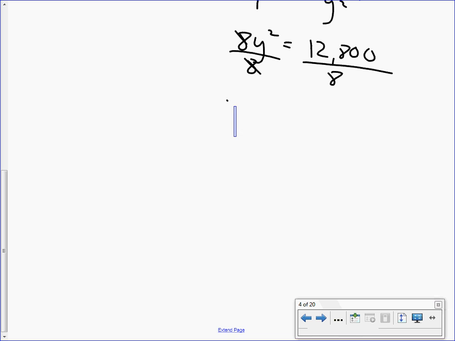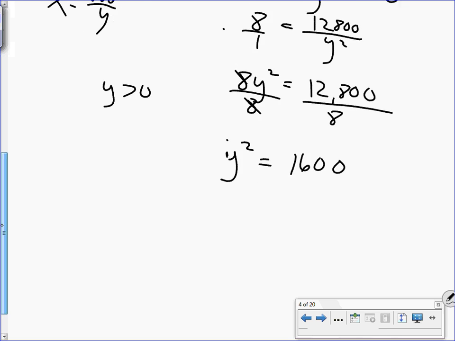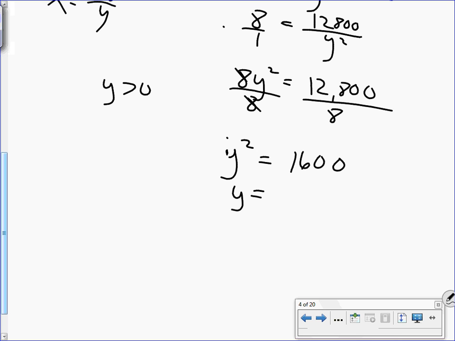All right. Now, so y squared equals 1,600. Now, normally, we take plus or minus the square root. We're not crazy. But what we didn't say here, the restrictions, what does y have to be? Positive, right? So we're only going to take the positive square root, which is 40.